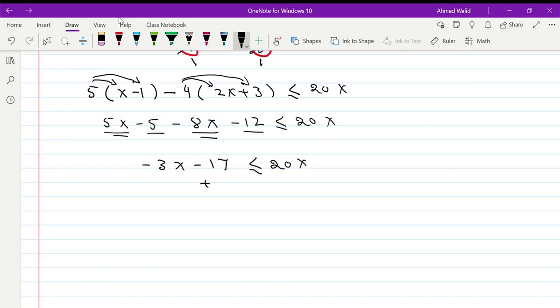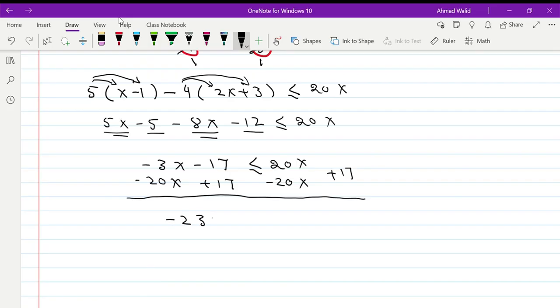It means add 17 to both sides. Or some people just bring x to this side. I recommend you do this, because I told you to keep your variable on the left, because you don't have a lot of practice, you can easily make a mistake in the answer. Then do it this way. Negative 3x, negative 20x gives you negative 23x. These two cancel out, less than or equal to 17.